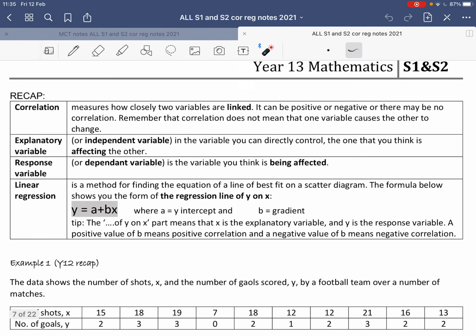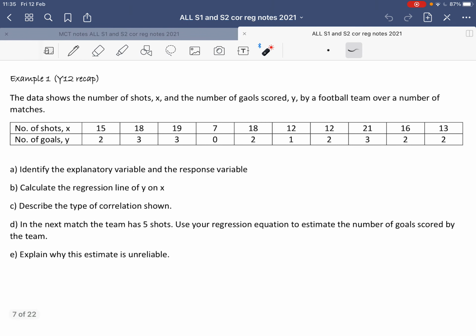The data shows the number of shots, x, so that one's the explanatory variable, and the number of goals scored. So x is what we control, y is as a result of it, by a football team over a number of matches. So when there were 15 shots, 2 goals were scored. There were 12 shots, 1 goal was scored. So identify the explanatory and the response variable. So that one's the explanatory, and that one's the response, which we'd expect because they're x's and they're y's.